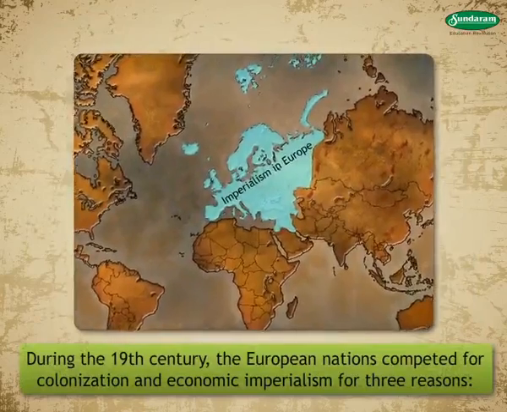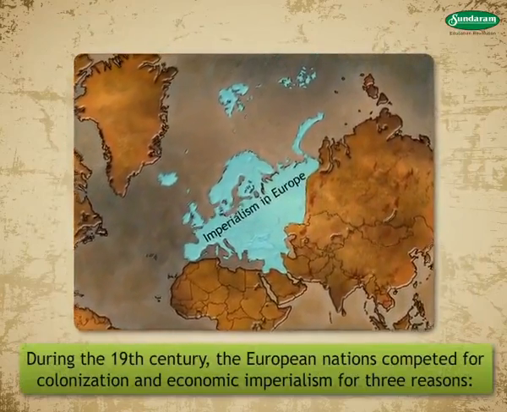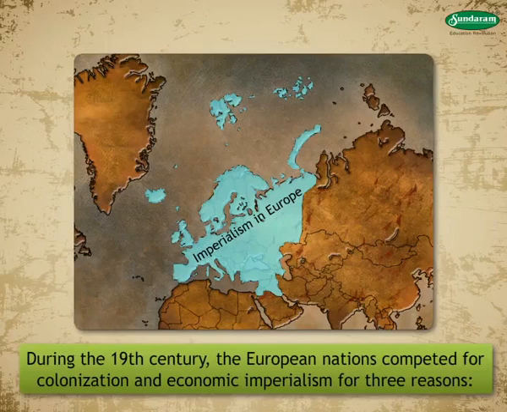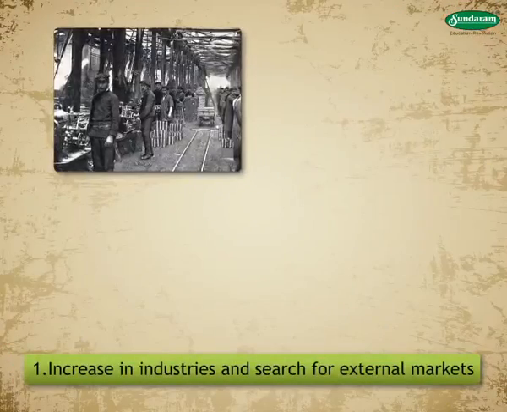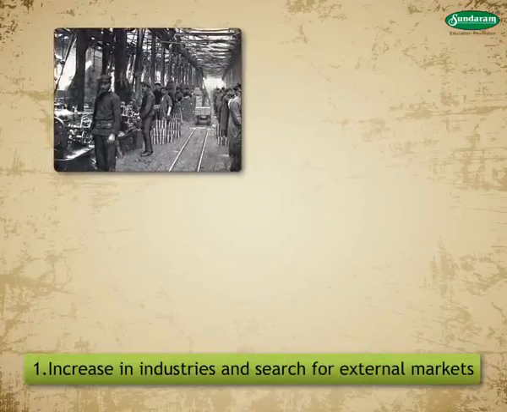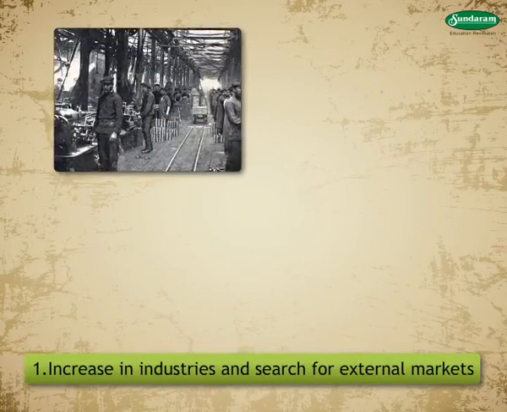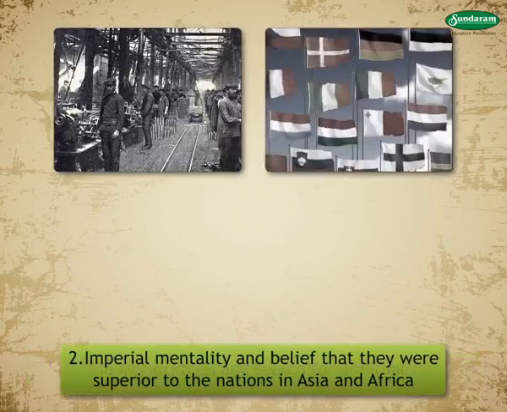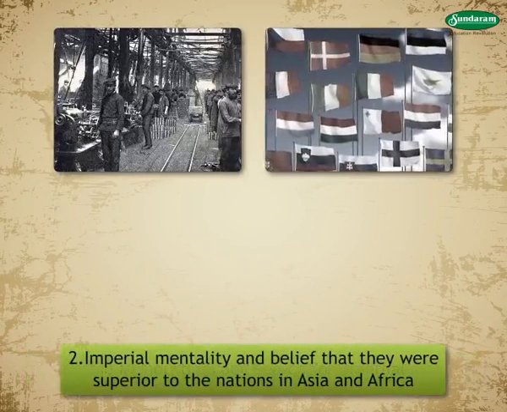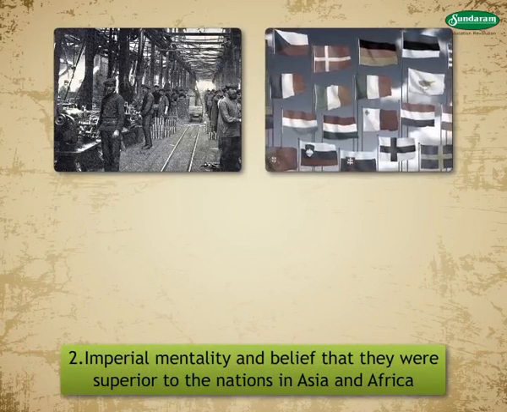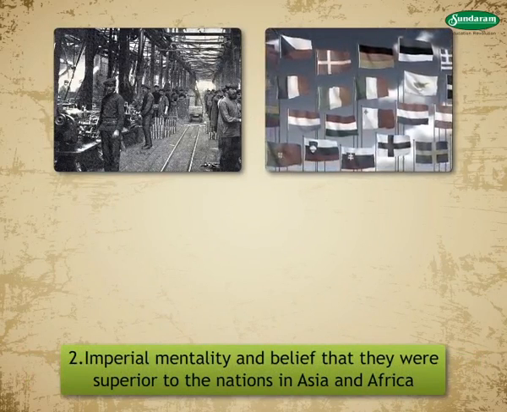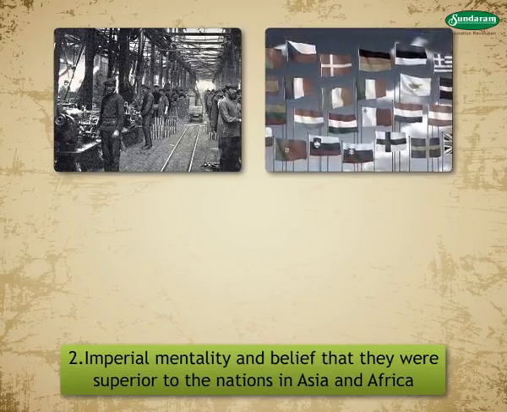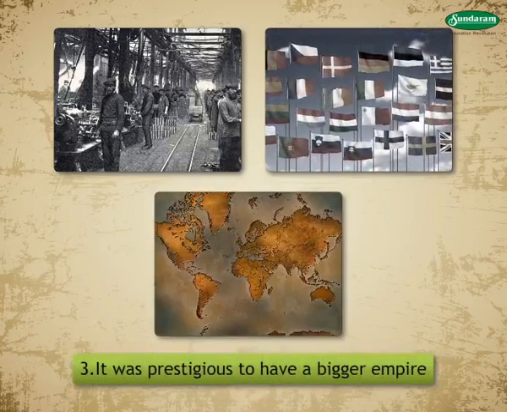During the 19th century, the European nations competed for colonization and economic imperialism for three main reasons. First, due to increase in industrialization in Europe, each nation started a search for external markets for their products. Secondly, the imperial mentality of the European nations led them to believe that they were superior to the nations in Asia and Africa. Thirdly, it was prestigious to have a bigger empire.